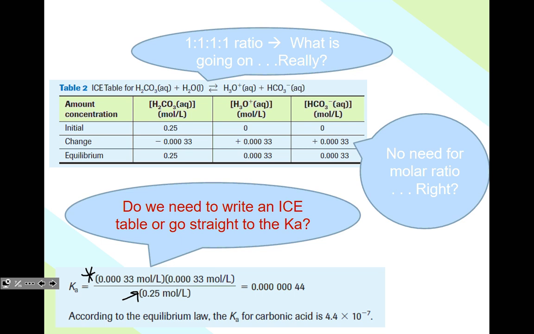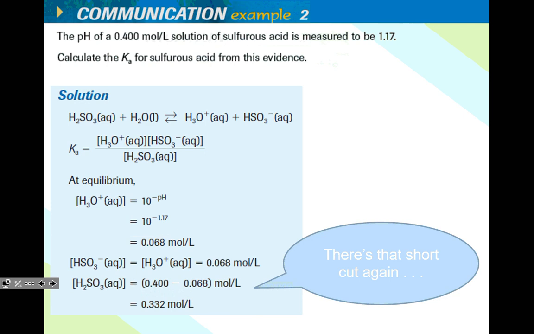0.000000044. But we always use our scientific notation skills to get us an answer of 4.4 times 10 to the negative 7. And that's the Ka for carbonic acid. All right, so let's take a look again, and now we're not even going to show you any ice tables, or maybe, you know, I think we're ready for this.